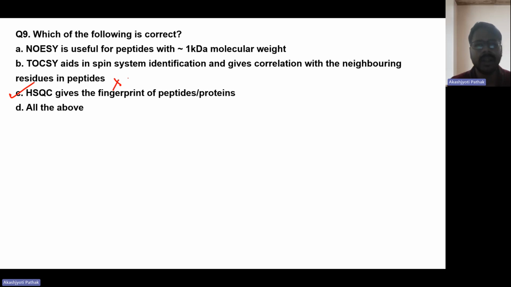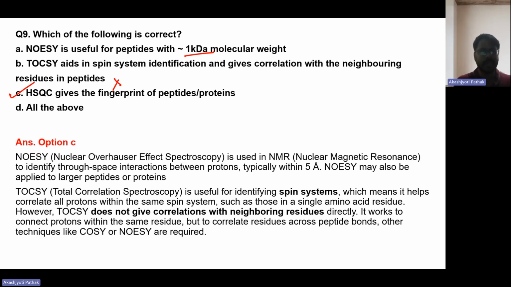The TOCSY aids in spin system identification and gives correlation with the neighboring residues in peptides. So this is not true. Not only neighboring residues, but also the other residues to which it is indirectly coupled. And NOESY is useful for peptides with 1 kilodalton molecular weight. Not only 1 kilodalton, but we can use this for higher molecular weight peptides also. For proteins also it can be used. So the option C is correct.